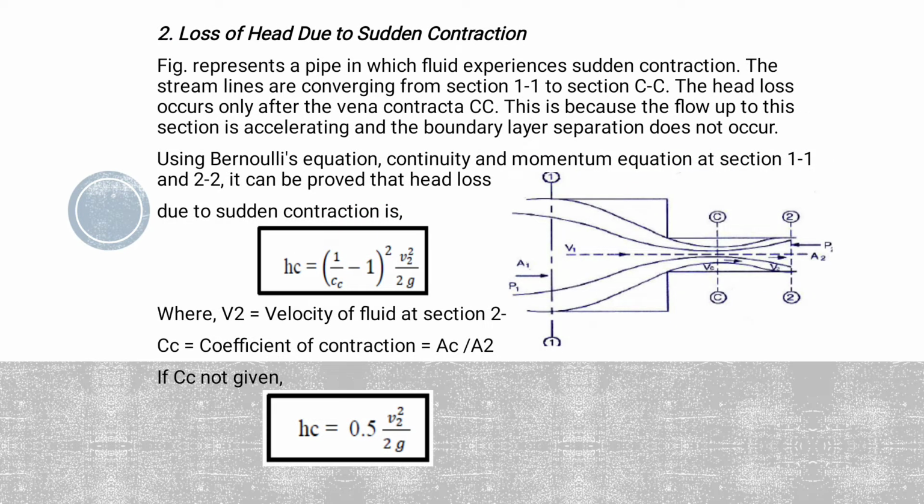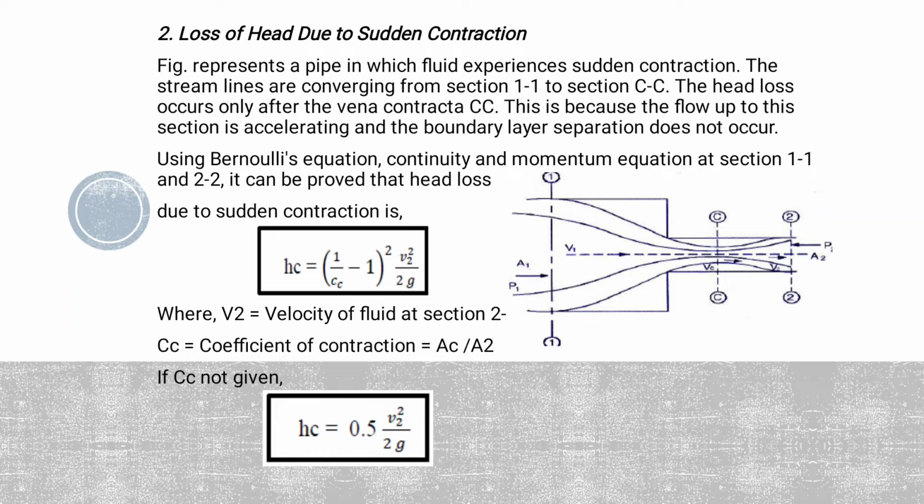Loss of head due to sudden contraction. The figure represents a pipe in which the fluid experiences sudden contraction. The streamlines are converging from section 1-1 to section C-C. The head loss occurs only after the vena contracta C-C. This is because the flow up to this section is accelerating and the boundary layer separation does not occur.